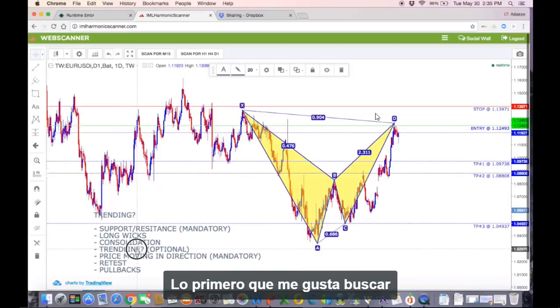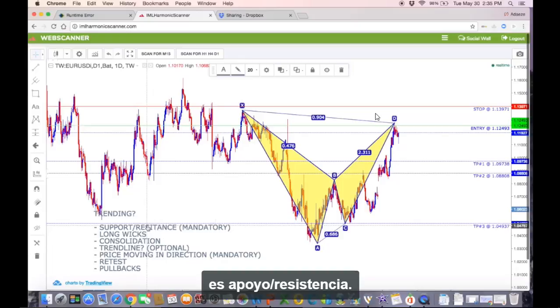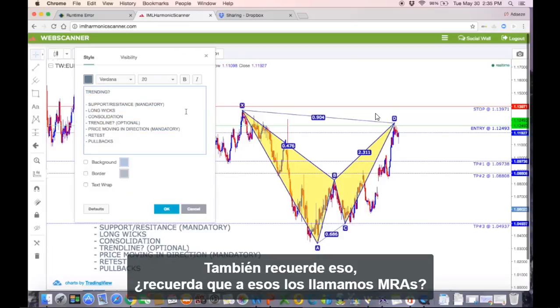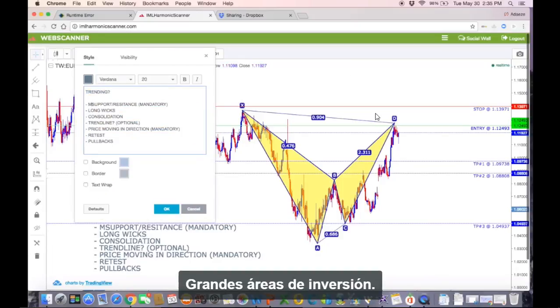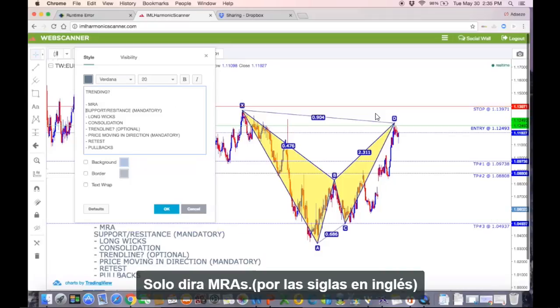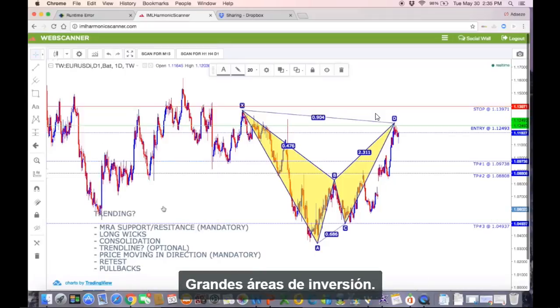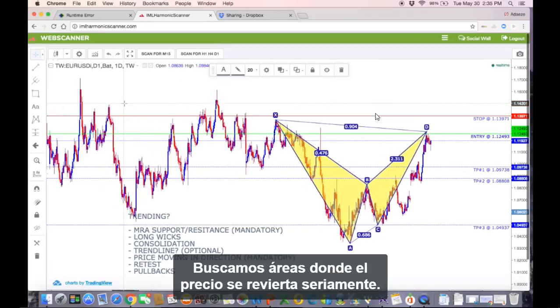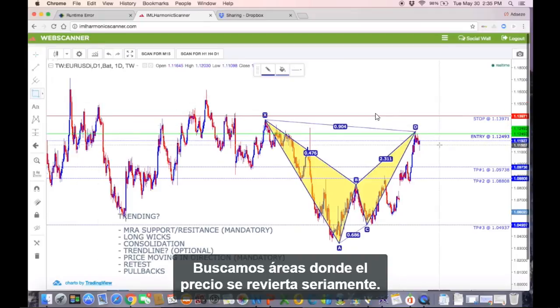Okay? So the first thing that I like to look for in anything, I said it's mandatory, is support and resistance. Also, remember we called those MRAs, major reversal areas. Okay, I'm going to actually just say MRAs. Major reversal areas. We look for areas where price reversed majorly.